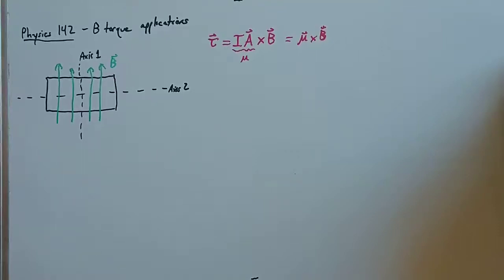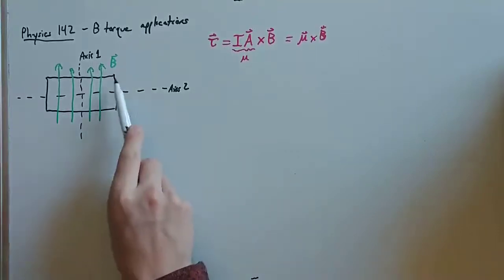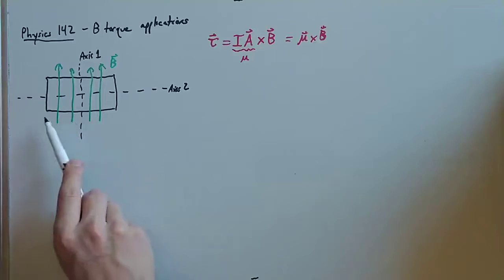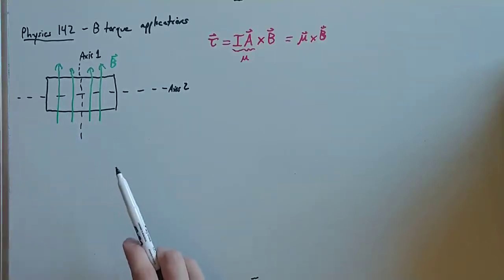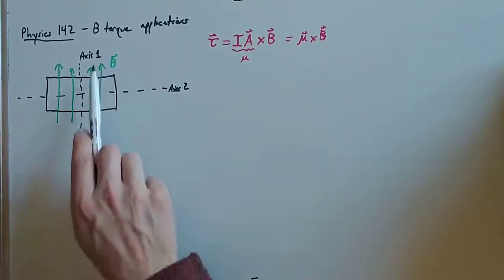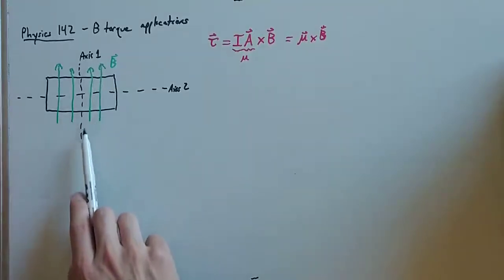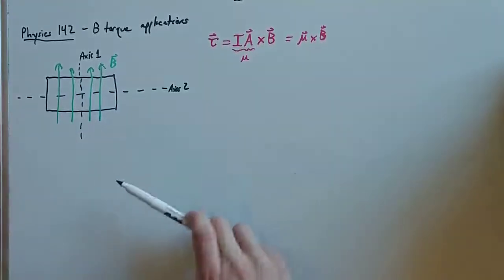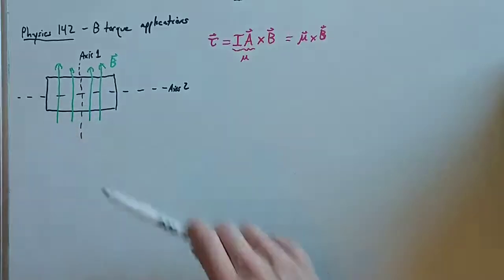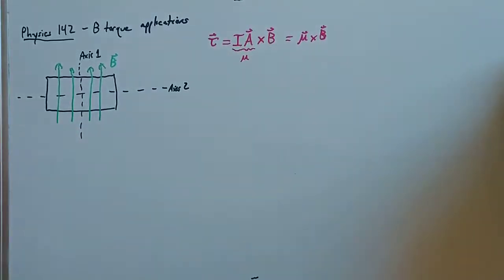I want to think about a current loop here, so I've drawn a current loop in black. I'm going to apply a magnetic field across that current loop, so I've drawn a magnetic field here in green. And let's suppose that I start running some current in this loop, maybe 2 amps of current. Well, we know that that should produce a torque.